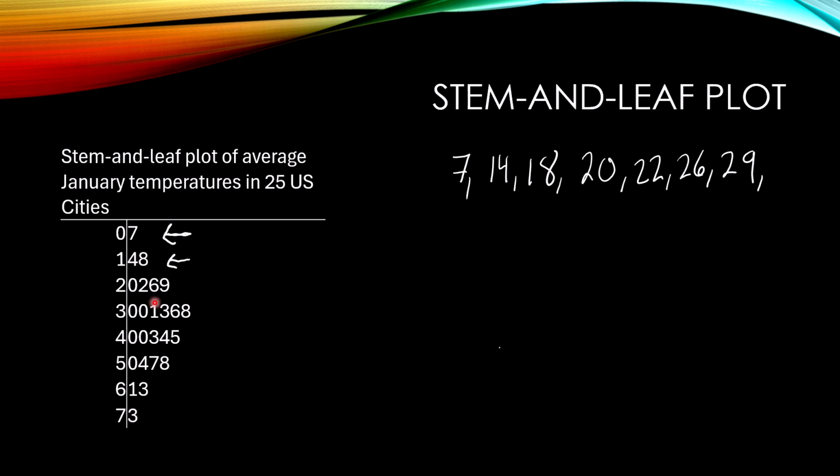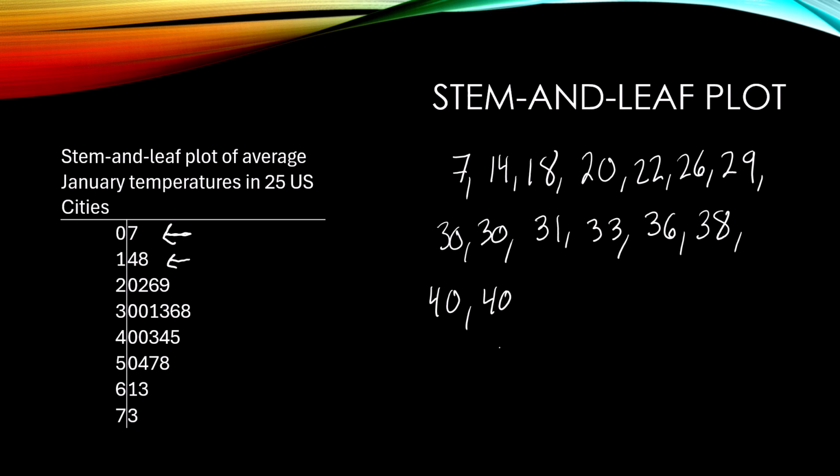Notice I can see real easily here that the 30s are the most common. I have 6 digits in there. And I can also see exactly where those fall. I know I had 2 30s, a 31, a 33, a 36, a 38, and I can do the same for the other numbers. In the row starting with 4, I have 2 40s because of the zeros, 43, 44, 45, and so forth.